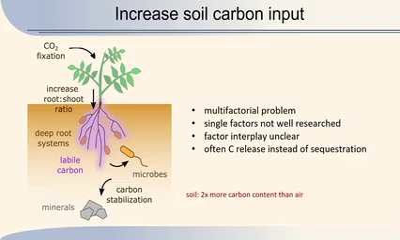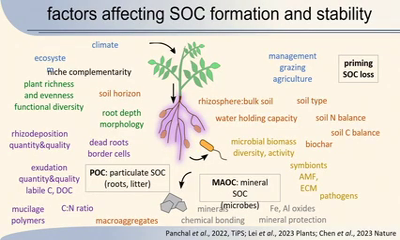The issue, though, is that this is not an easy problem to solve because there are many, many factors that play into that, and I have a slide on that later on. The issue is that each single one of these factors is not well researched, and we don't really know how they play with each other. So often when people try to increase the carbon sequestration, what they end up doing is increase the carbon respiration, so exactly the opposite. So clearly we understand the system not well enough that we can do that in a targeted and efficient way. So what are the factors that affect soil organic carbon formation and stability?